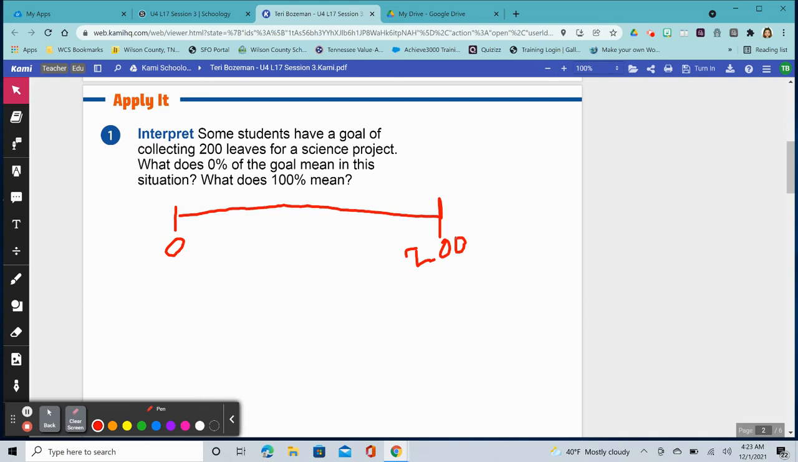And if we don't get any leaves at all, that's 0%. And if we get 100% of the leaves collected, then we have 200. So for this particular problem, 0% would mean that we collected 0 leaves because we have nothing of the total. And then 100% means that we collected all of the leaves for our project, which is 200. So you would explain that in your own words.